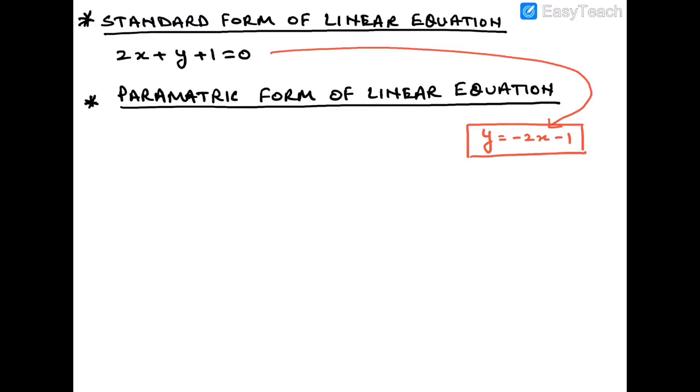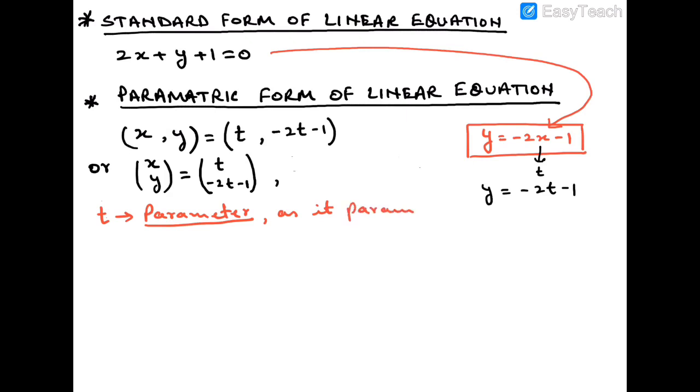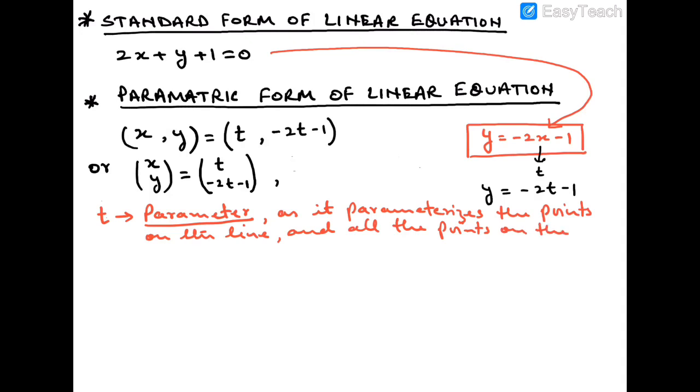Now x and y, let's take one parameter t. If we substitute t for x, then y will be minus 2t minus 1, or we can write it vertically as x, y equals t, minus 2t minus 1, where t is the parameter that parameterizes the points on the line, and all the points, like in our case, on the line have the form t and minus 2t minus 1. That is, if x is t, then y will be minus 2 times t minus 1.